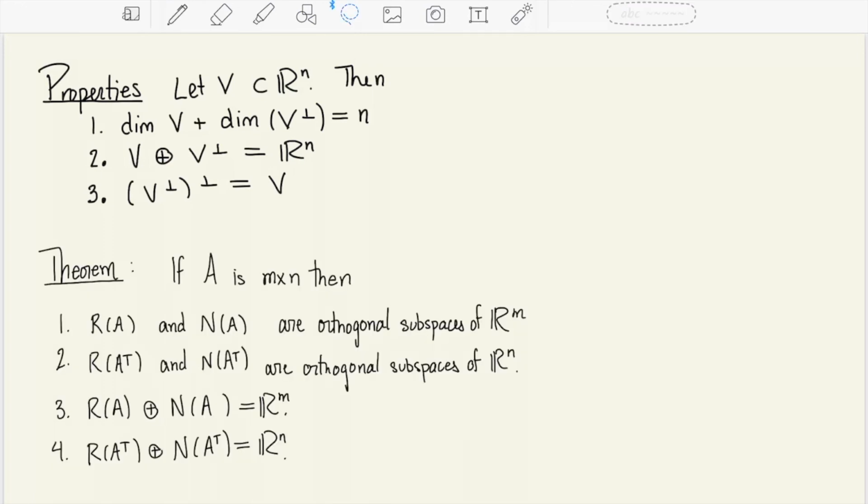And because it is worth repeating, let us consider yet one more time the 4 fundamental subspaces of a matrix. The row space and the null space are orthogonal subspaces of Rm. And therefore, Rm can be written as a direct sum of these two. The row space of A transpose, also known as the column space, and the left null space are orthogonal subspaces of Rn. Therefore, these two are the direct summands of Rn.